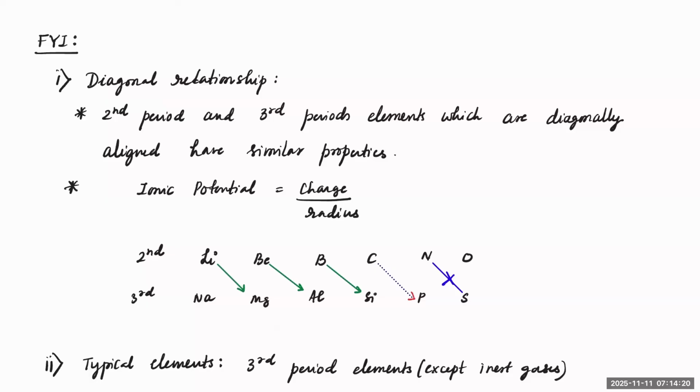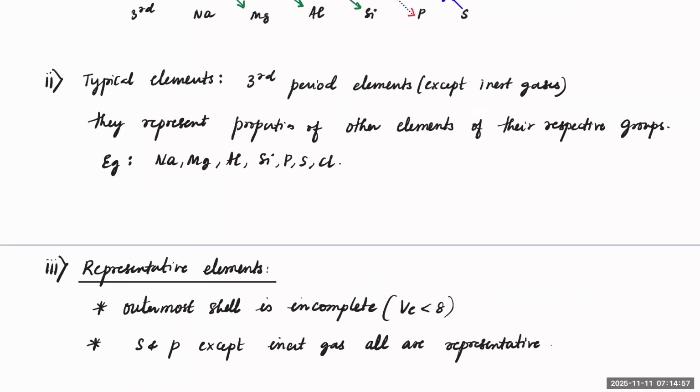Next, ionic potential is equal to charge by radius. Whenever we have to discuss ionic potential, we need to check charge by radius. So you notice lithium, magnesium, beryllium, aluminum, boron, silicon, and carbon, phosphorus. Up to this, the relationship holds better, but thereafter, after carbon, nitrogen, oxygen, the relationship does not hold good.